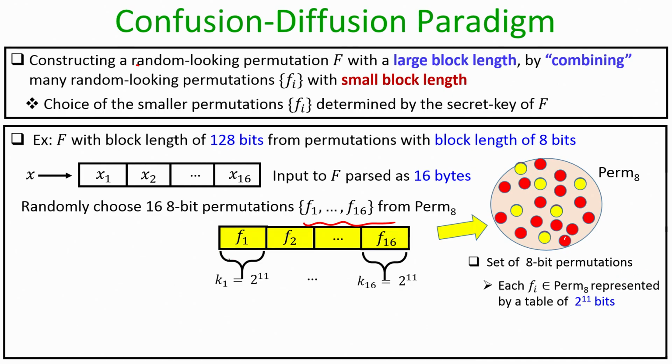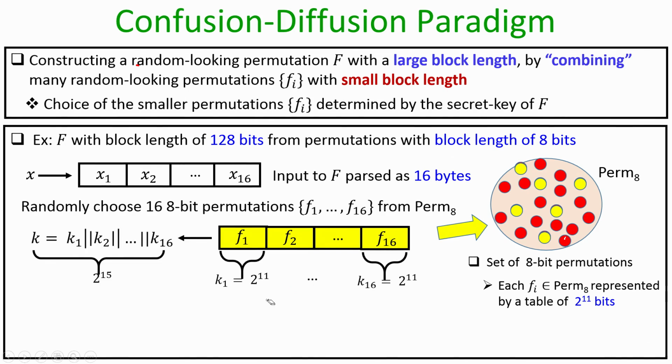So, the choice of the first small permutation corresponds to a string k1, the choice of the next permutation will be the string k2, and like that the choice of the 16th permutation mapping 8-bit strings to 8-bit strings can be interpreted as another string of 2 to the power 11 bits.